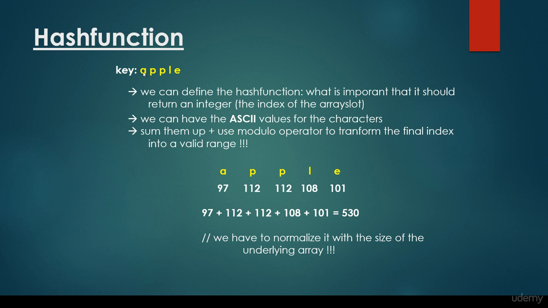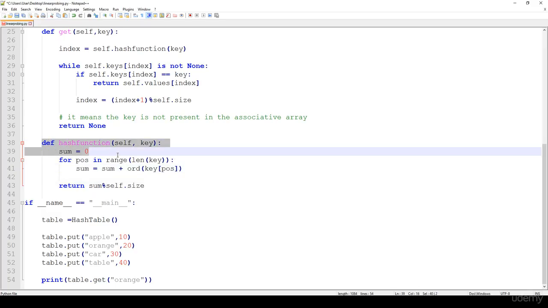We are going to get the characters out of the string, and we are going to transform them into ASCII values. Then we are going to sum up these integers, but it's not going to work fine, because if we have an array for 10 items, of course the index 530 is not going to work. It is out of the scope of the array. So we have to normalize it with the size of the underlying array, and we have to transform this integer within the range 0 and size of the array minus 1. And basically this is what's happening here.